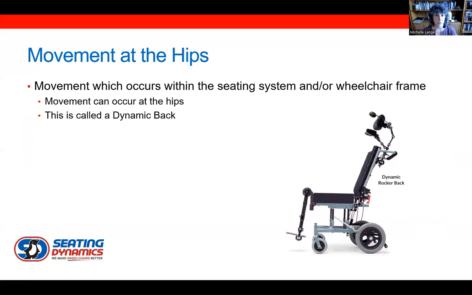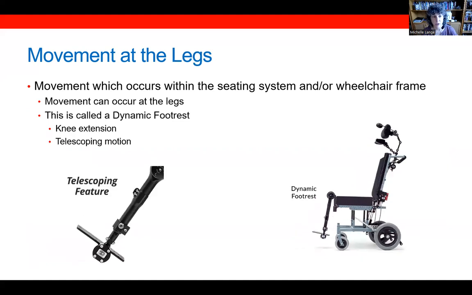Movement can be provided in several different areas. Movement which occurs within the seating system or wheelchair frame at the hips is called a dynamic back, and you can see this animation illustrating that movement here. Movement can also occur at the legs, and this can include both knee extension as well as a telescoping motion. Often the two are combined in order to mimic the natural arcing movement of the knee, and this is a dynamic footrest.